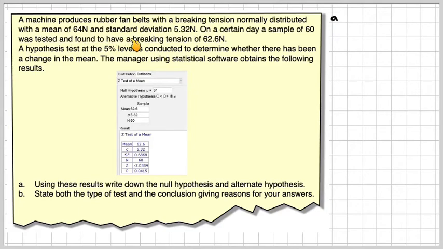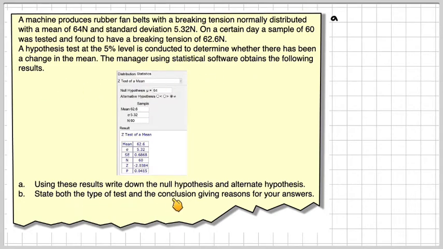A machine produces rubber fan belts with a braking tension normally distributed with a mean of 64 newtons and a standard deviation of 5.32. On a certain day, a sample of 60 was tested and found to have a braking tension of 62.6 newtons. A hypothesis test at the 5% level is conducted to determine whether there has been a change in the mean. The manager uses statistical software and obtains the following results.